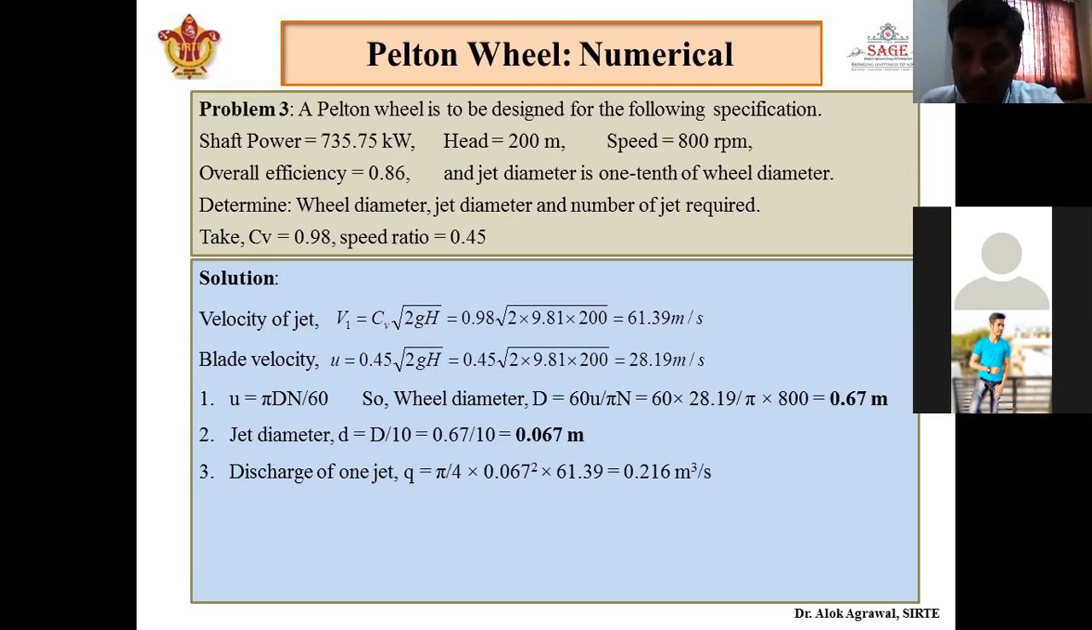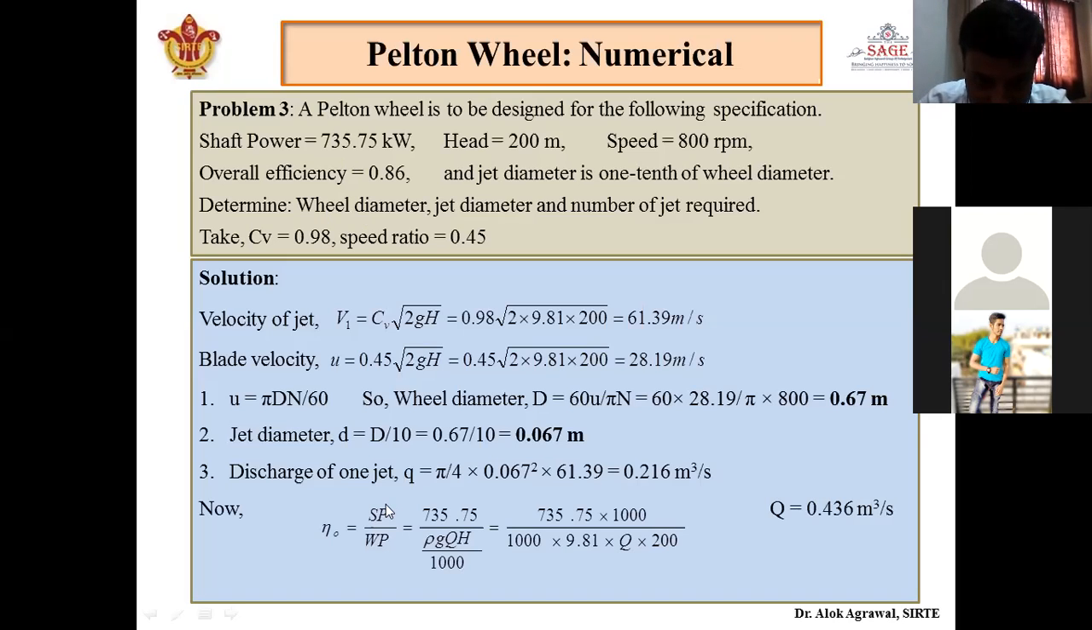Overall discharge can be calculated by the formula for overall efficiency, which is given. What is overall efficiency? It is shaft power by water power. जितना स्टार्टिंग में पावर है वो डिनोमिनेटर में रहेगा, जितना फाइनल पावर है वो न्यूमरेटर में रहेगा. तो शाफ्ट पावर इट इज गिवन, ऑलरेडी इट इज गिवन. Now we have to calculate water power and then divide both. Let's see how it is happening. Overall efficiency is shaft power by water power. Shaft power is given.